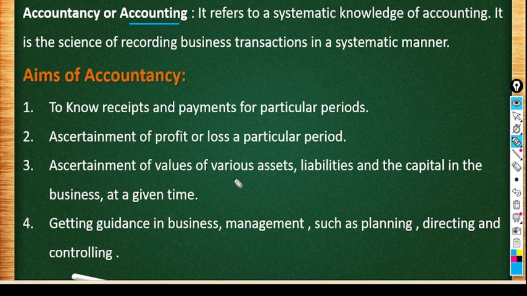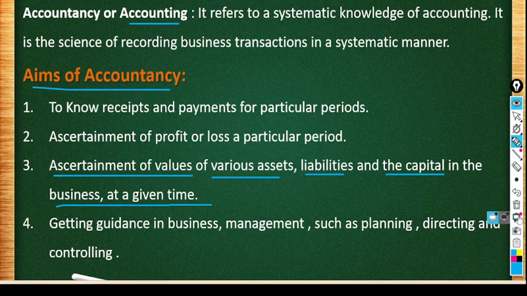To ascertain the value of the assets, the particular assets we have purchased, and what their exact value is. Various assets are there in the business, like computers, machineries, furniture, building. And the same for liabilities of the business, and what is the position of your capital from time to time. Assets and liabilities increase and decrease from time to time, so finding their exact value is the main purpose of accountancy.